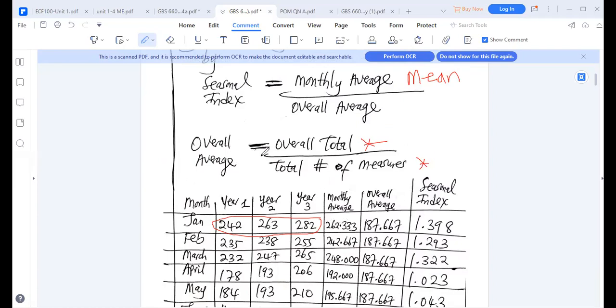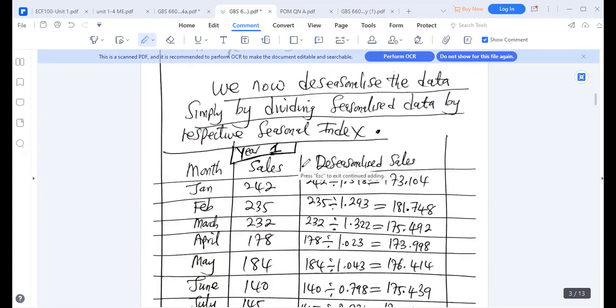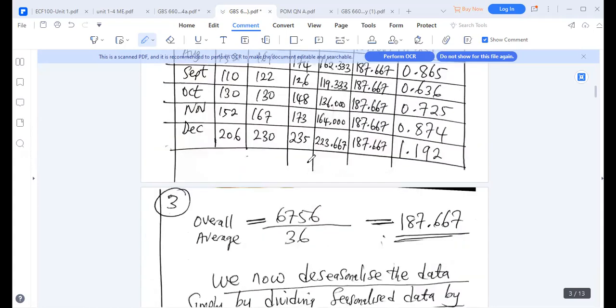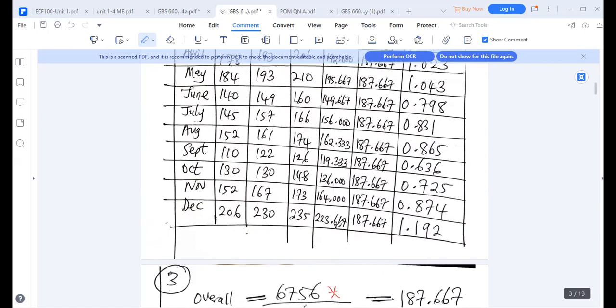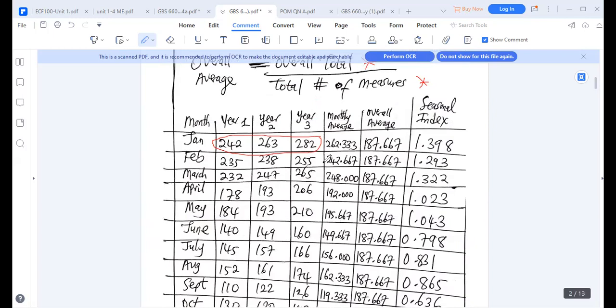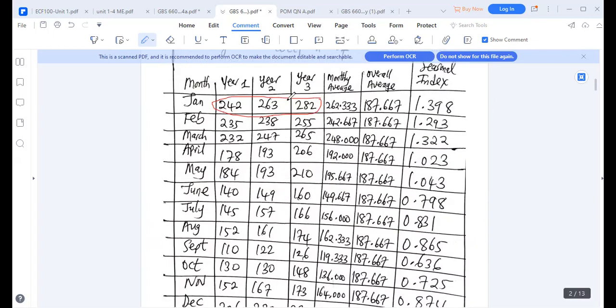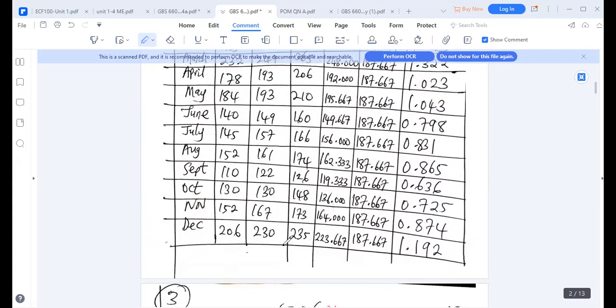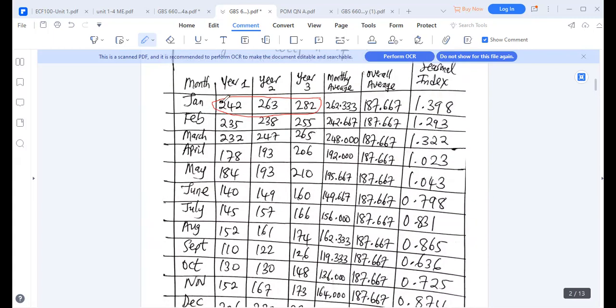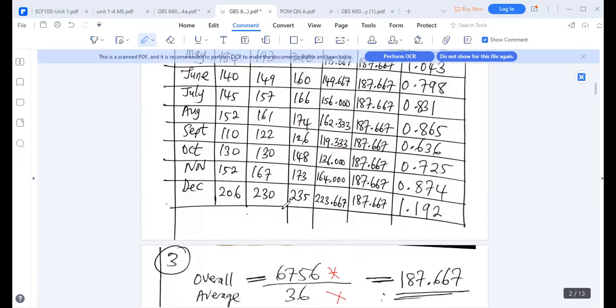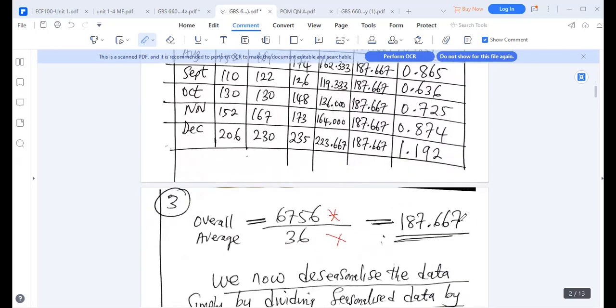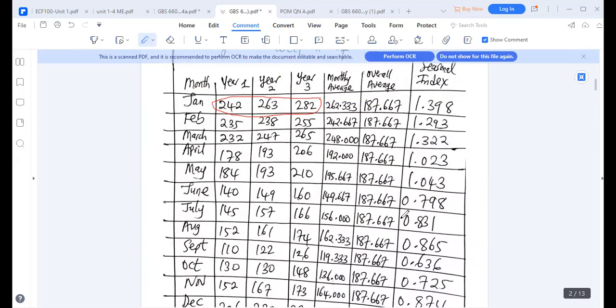The overall average is equal to the overall total divided by the total number of measures. The total for everything is 6,756. Then divide by the 36 months that we have, since each year has 12 months. So we are simply finding the total for all these values over 36 months. This is the average overall, and we get 187.667. This is the overall average.